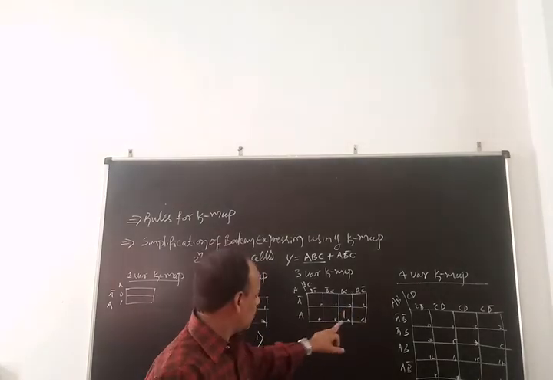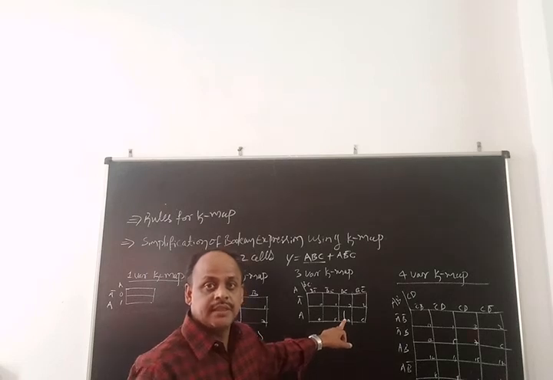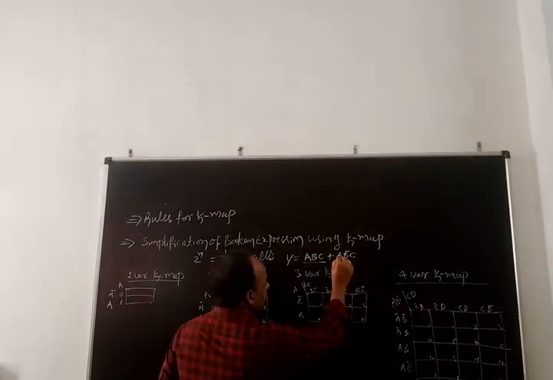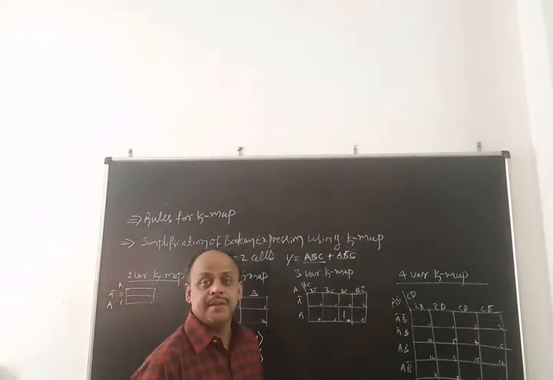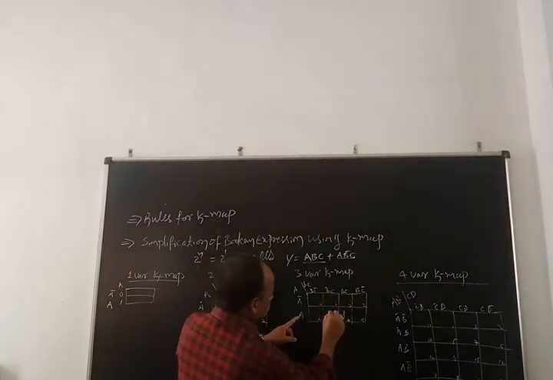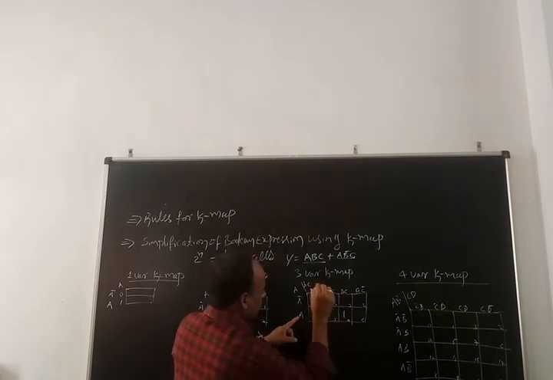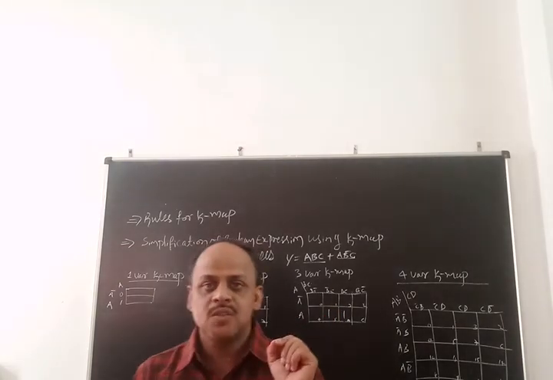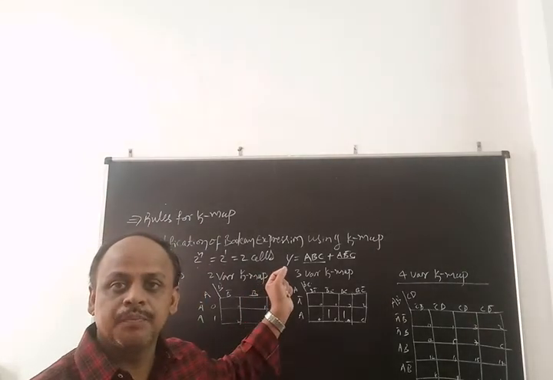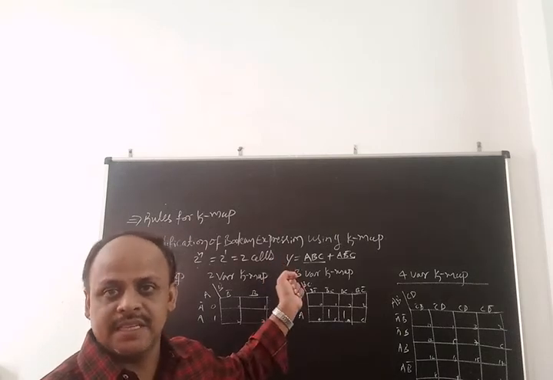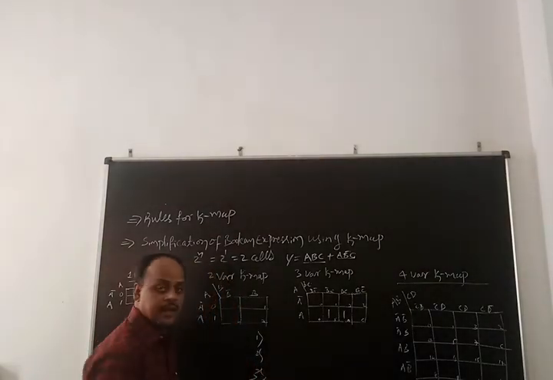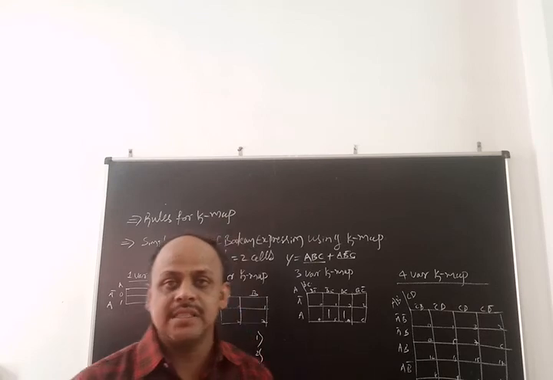We have to place 1 in the box that matches the min term. For example, the second term is A into B bar into C. Where does it come? A into B bar into C is here. So like that, we have to place ones in the respective given min term places.